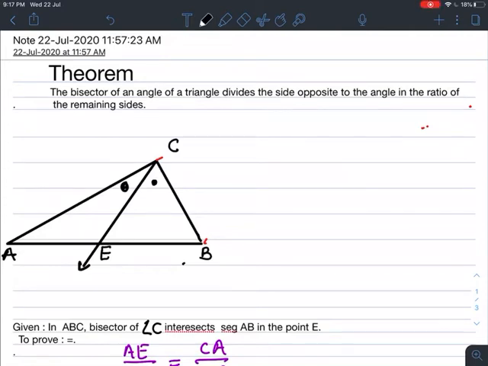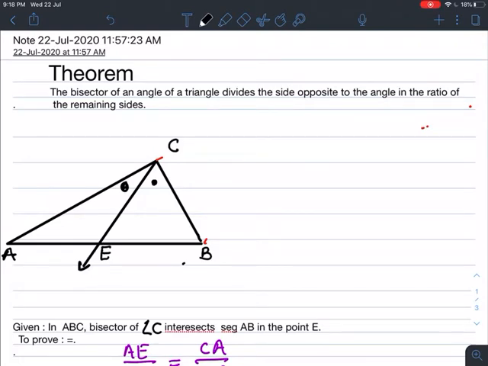In this video, we will see a very important theorem or property. The name of the theorem is the angle bisector property of a triangle. So, first you see the theorem.